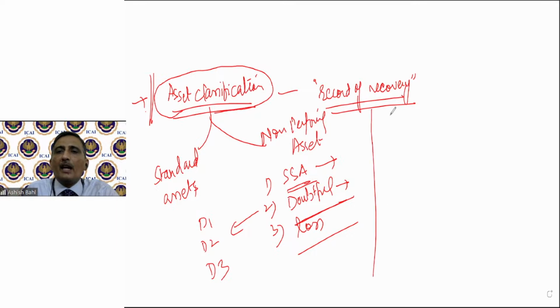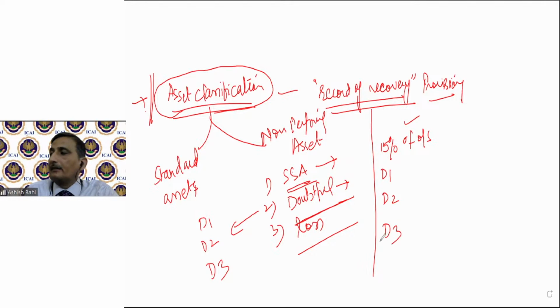And what we call provisioning norms: provisioning means that for the assets which are classified as NPA, the banks have to make certain provision in their books. All the provisioning norms you have already read at your intermediate level. For a quick recap, in respect of a substandard asset, 15% of the outstanding balance, the provision has to be made. And in case of doubtful assets, different provision has to be made for D1, D2, and D3.